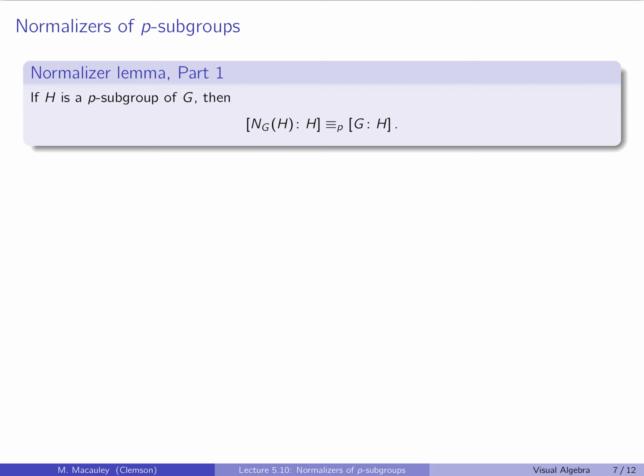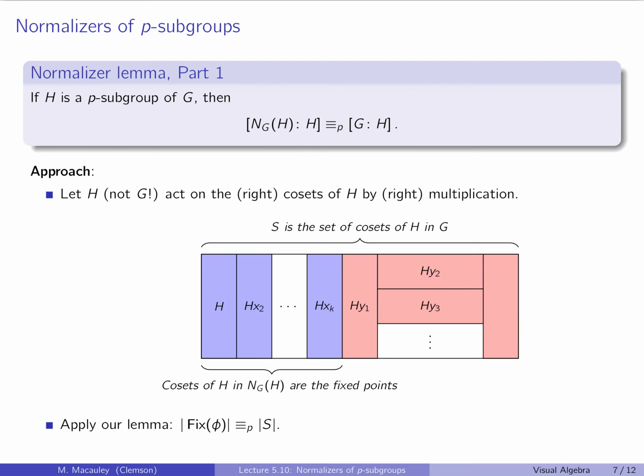So let's actually read what this is. I didn't read this out. So if H is a p-subgroup of G, then the index of H in the normalizer is congruent to the index of H in G mod p. So it's really hard to look at this and really understand what this is saying. But here's a picture.